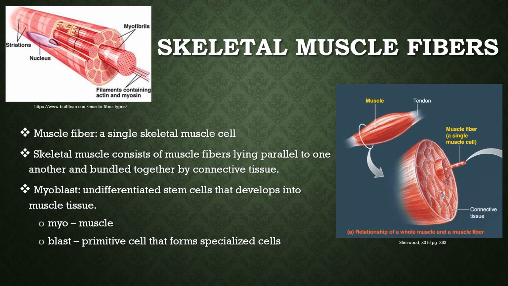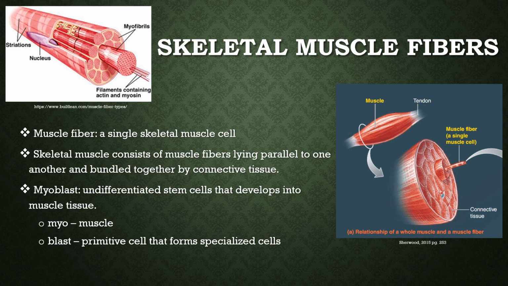So now we are going to talk about skeletal muscle fibers. A muscle fiber is a single skeletal muscle cell. It is large, elongated, and cylinder shaped. It measures from 10 to 100 micrometers, and skeletal muscle consists of muscle fibers lying parallel to one another and bundled together by connective tissues. Fibers extend the entire length of the muscle, and it can be seen in the pictures displayed on the screen of a muscle fiber.